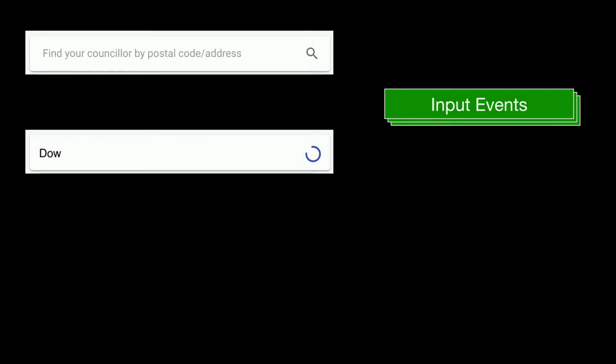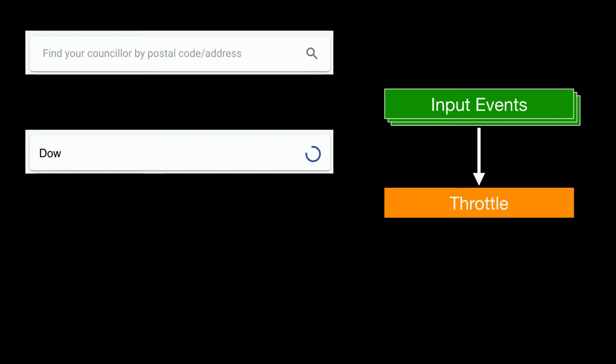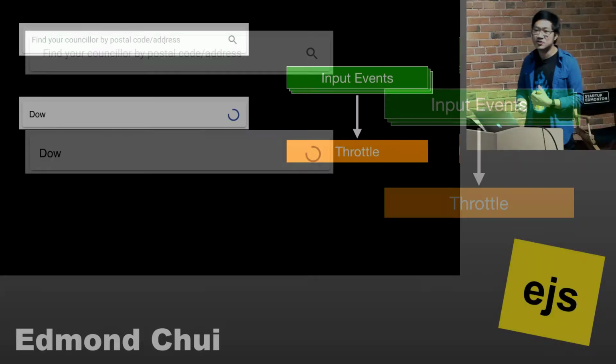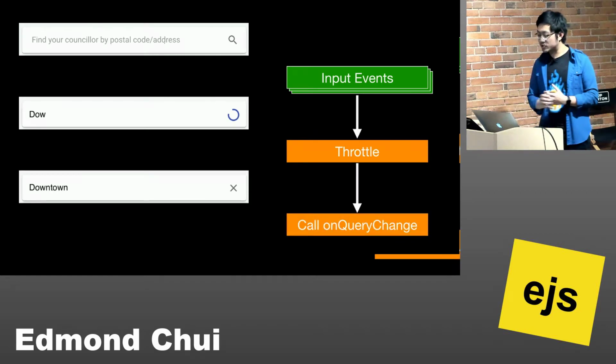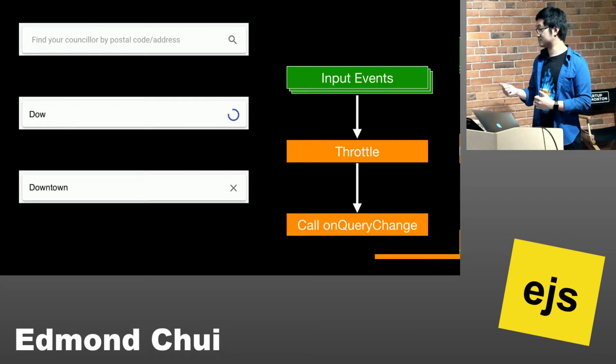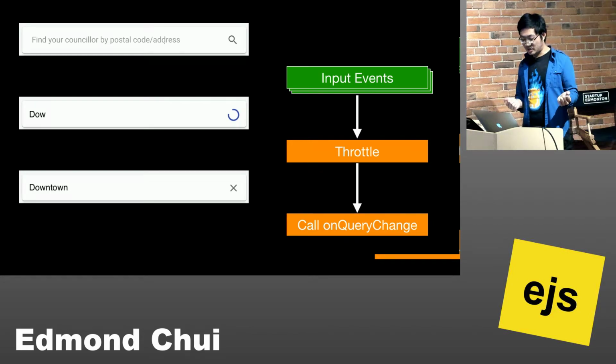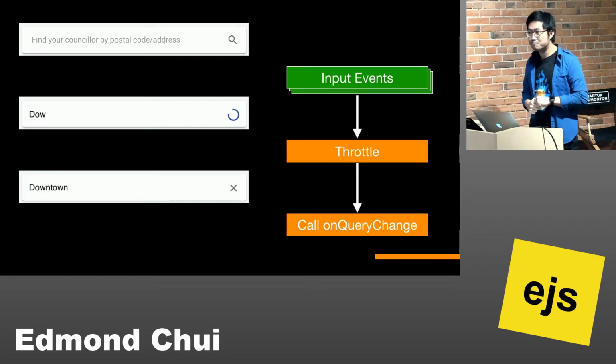It's going to have a couple of states. When you start typing, we receive input events, and we'll show the loading circle. And we will throttle those events because we don't want to hit our server for every keystroke ever pressed. And after it's settled, then we will show the clear button, and then call the callback on query change in React. So fairly straightforward on paper.